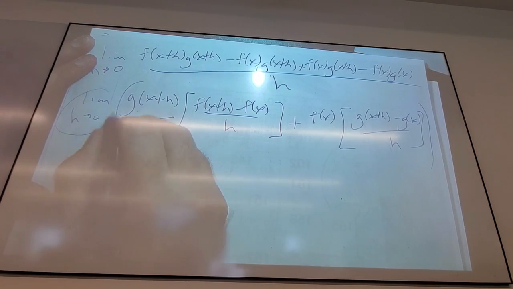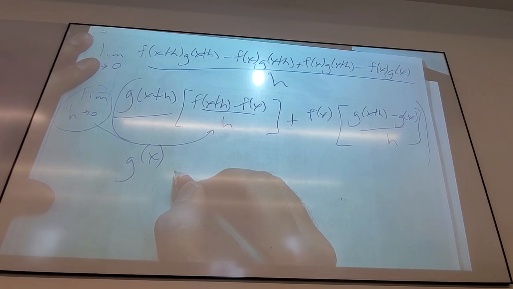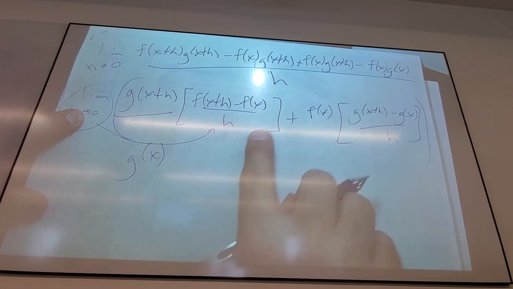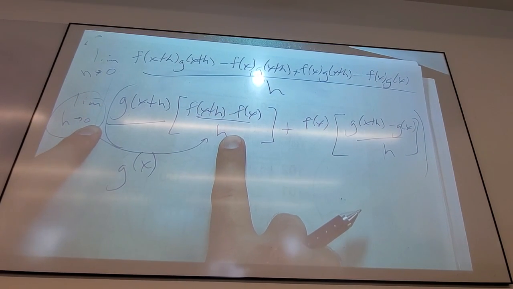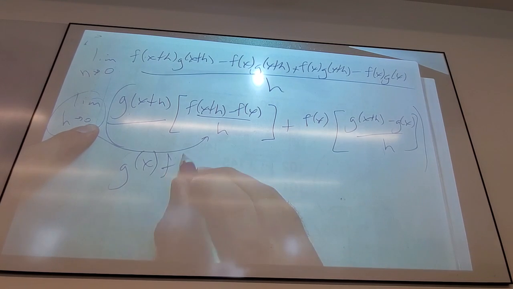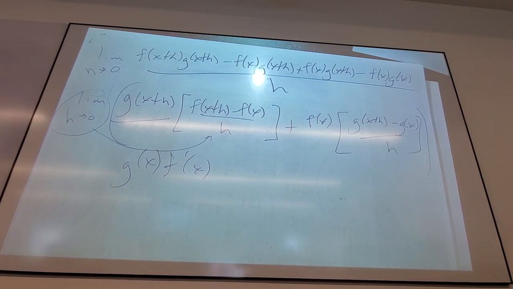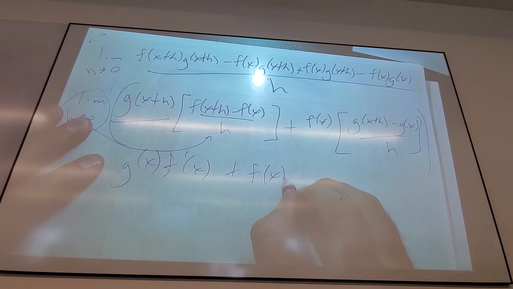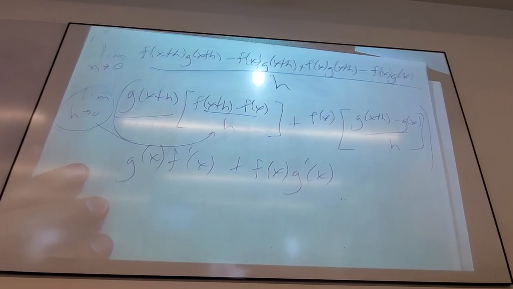And what's the limit as h goes to 0 of this? No, come on. This is the definition of the derivative. It's f prime. Oh my God. So the limit of this is the definition of f prime. And what do I have over here? You get f(x). And what's this guy? g prime.